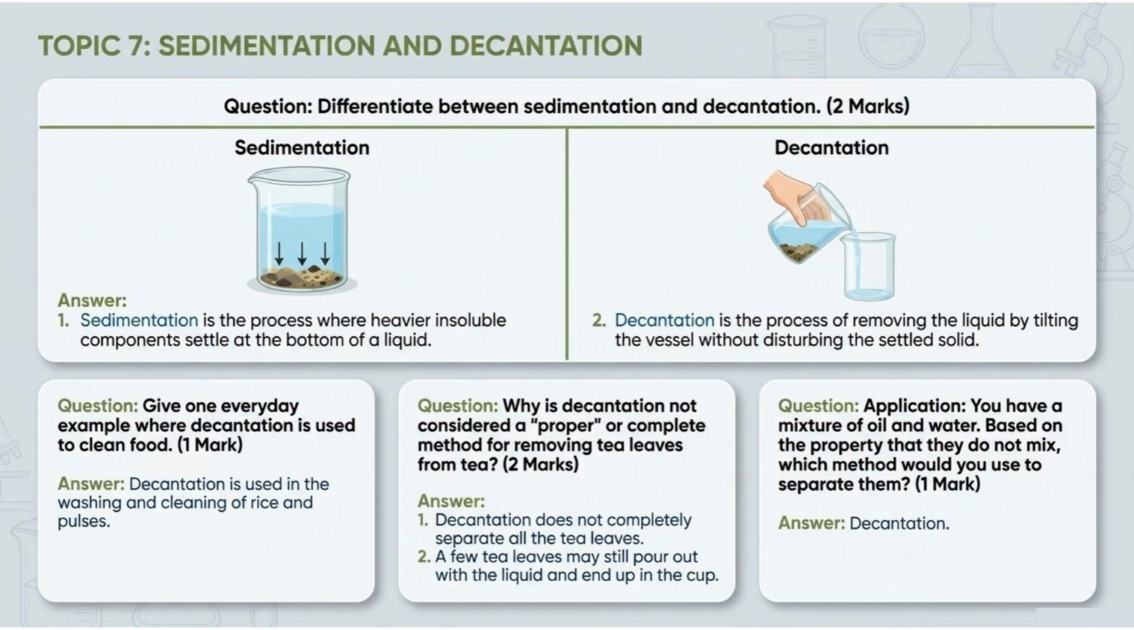Question. Why is decantation not considered a proper or complete method for removing tea leaves from tea? 2 marks. Answer. Decantation does not completely separate all the tea leaves. A few tea leaves may still pour out with the liquid and end up in the cup. Question. Application. You have a mixture of oil and water. Based on the property that they do not mix, which method would you use to separate them? 1 mark. Answer. Decantation.